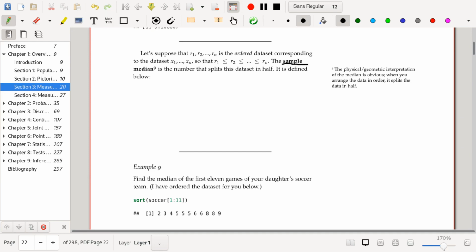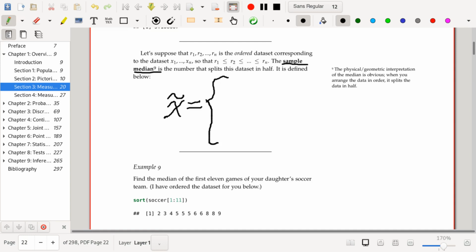The sample median is another measure for the location of the data set. It is defined as the number that splits this data set in half. So that is basically the definition. And from that, we can come up with a mathematical formula. So we can say that x tilde, that's the notation we will use for the sample median, will be one of two possibilities.